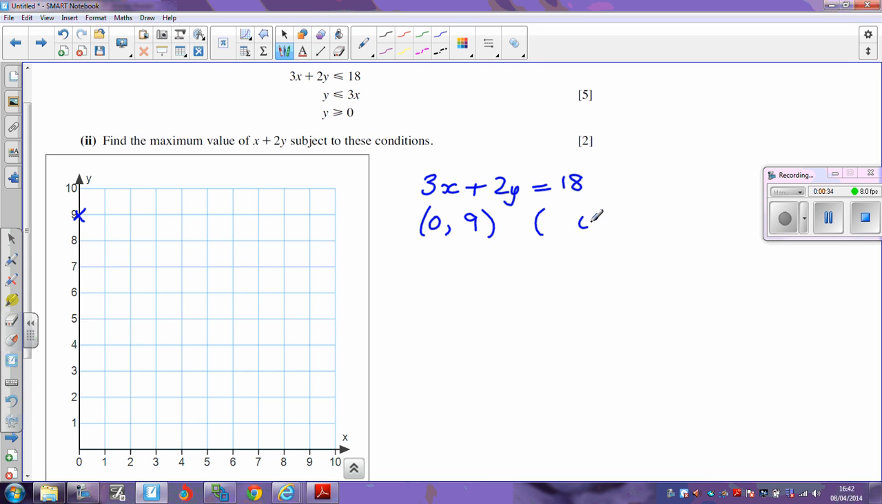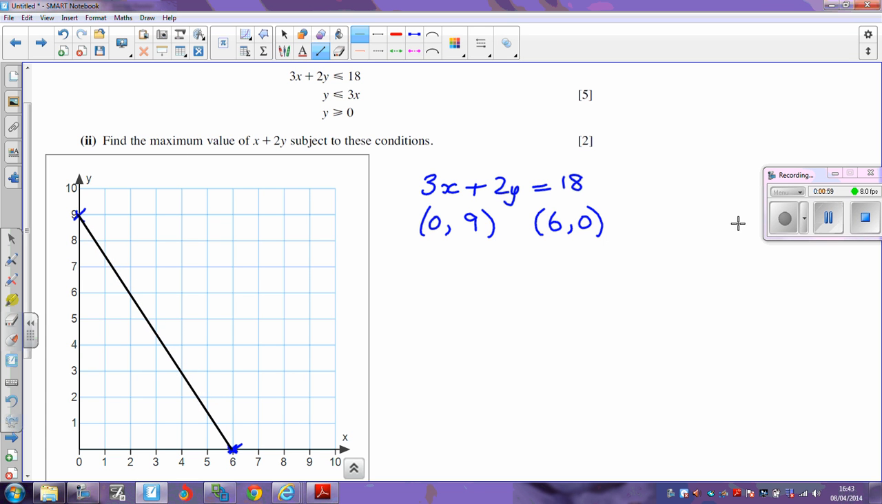I'm then going to say, okay, if y is equal to 0, what will x be? Well, if y is equal to 0, then 2y will also be 0. So this is gone. I'm left with 3x is equal to 18, which means that x is equal to 6. So this line also goes through this point here, which is (6, 0). And I'm just going to draw that as a straight line from there to there.